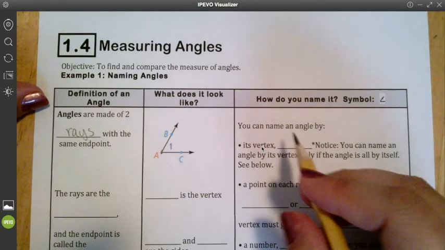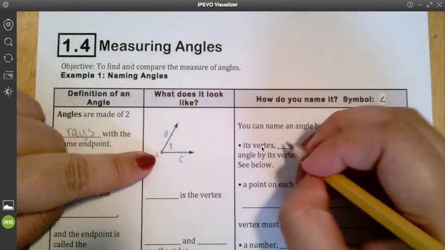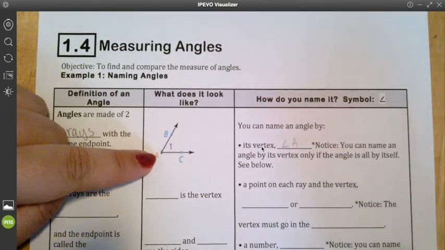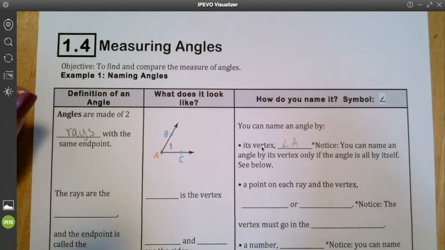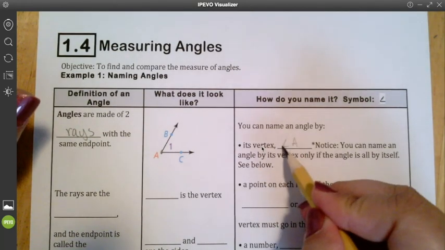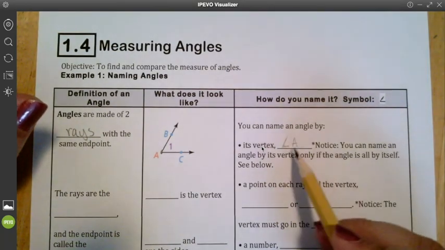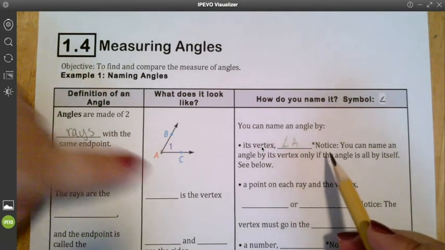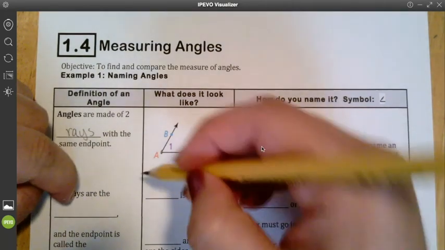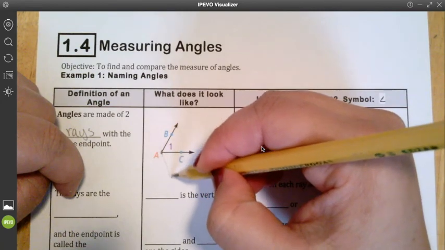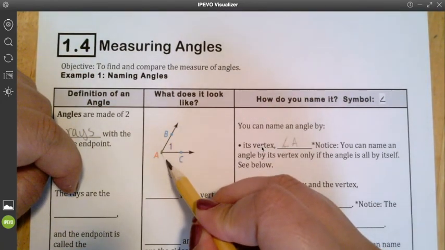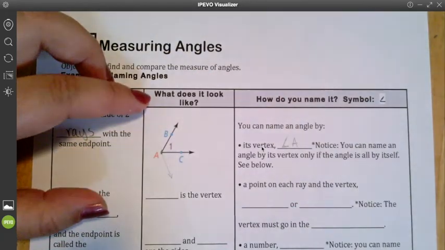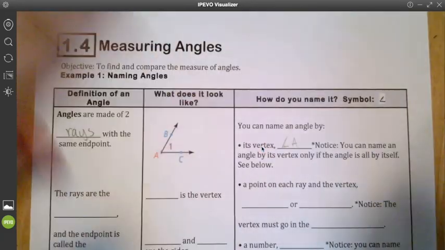Okay, and we can name this angle by its vertex, angle A. And sometimes we put a little mark here so that you know that it's not an L. But either way, with or without the mark, this is the angle symbol. So that's angle A. But if there was another ray here, then we can't call it angle A anymore because now there are two different angles here, okay? If there's only one angle, then we can call it angle A.